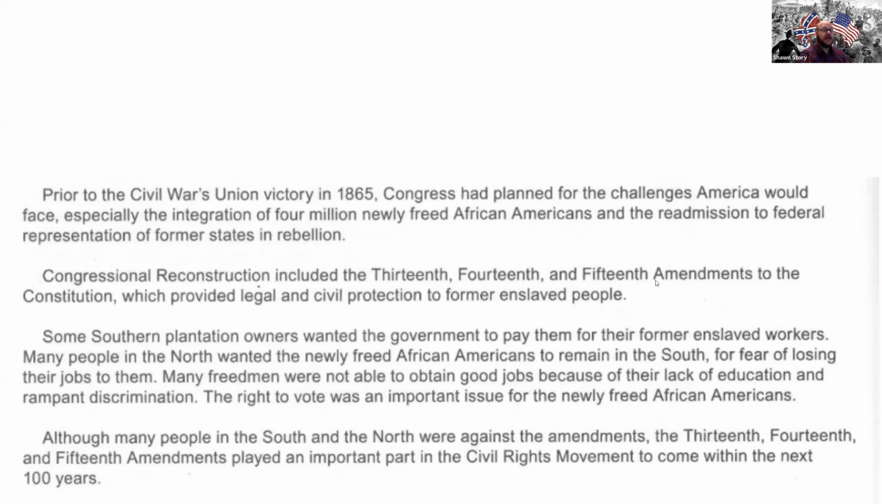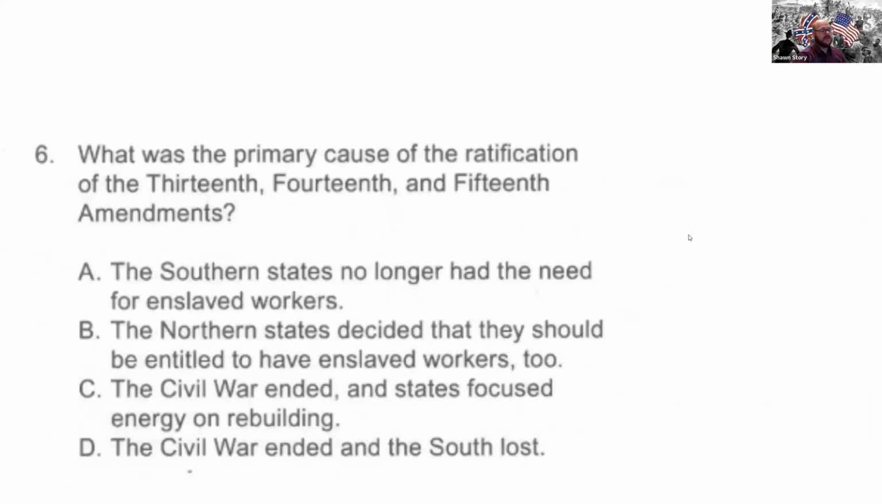And it is true that it is a process over the next 100 years, where it's step by step by step, one victory after next, fighting for actual civil rights. And every day we get closer and closer to the idea of actual equality and equity. We're still working on it, but we're getting closer and closer. 6. What is the primary cause of the ratification of the 13th, 14th, and 15th Amendment? Why did they do it?